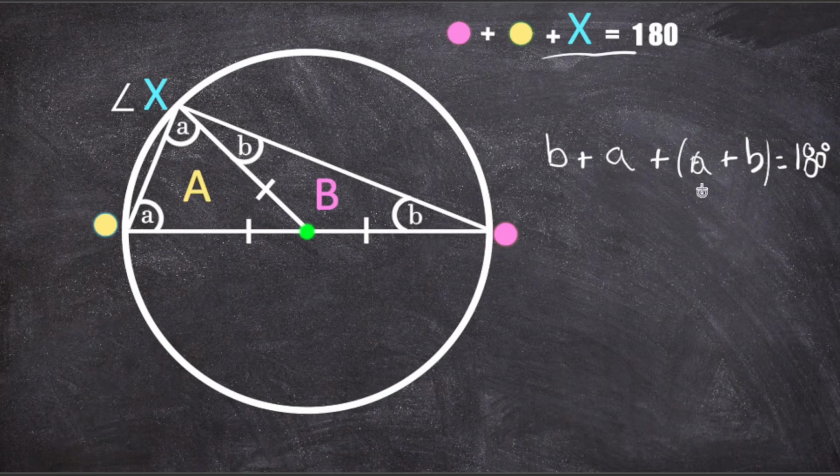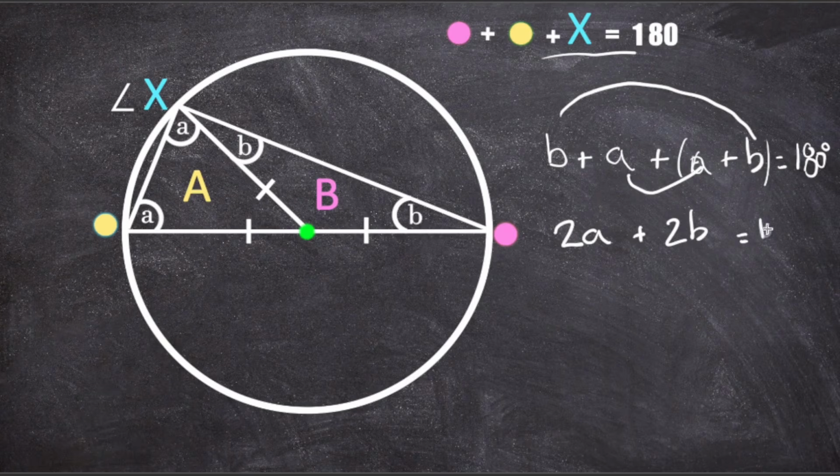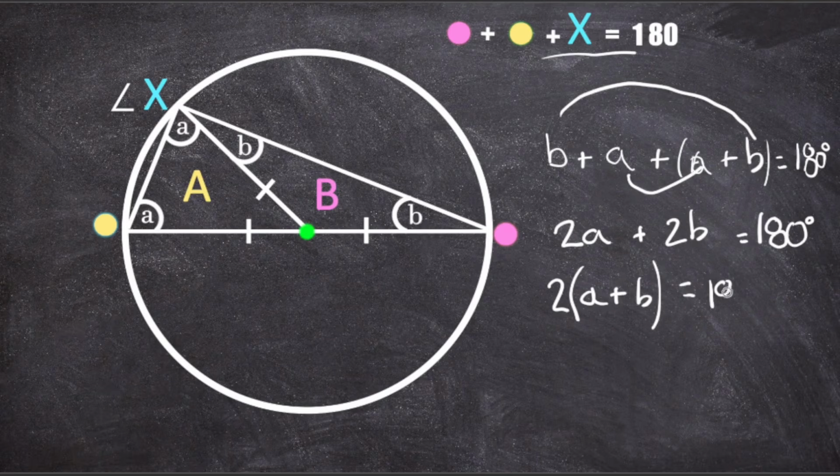But we can see that there are two A's and two B's. Here are the two B's, and here are the two A's. So this really is 2A plus 2B equals 180 degrees. Since both parts of the left-hand side sum have 2's in them, we can factor out the 2. So we get 2(A plus B), because if you expand them, you get 2A plus 2B, which is the same, and that equals 180 degrees.